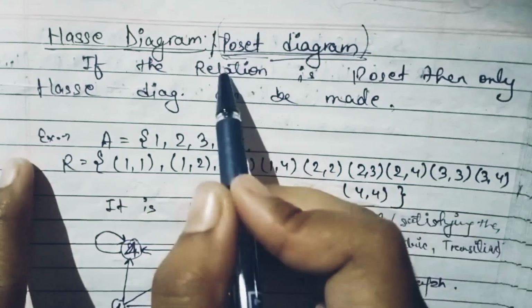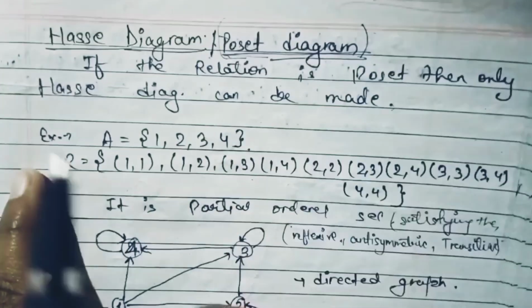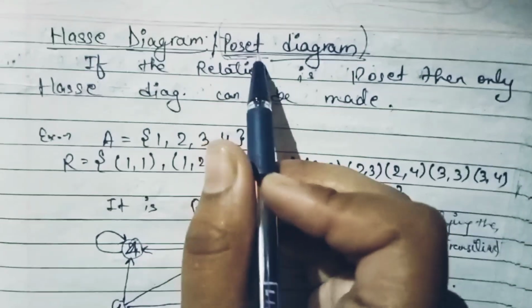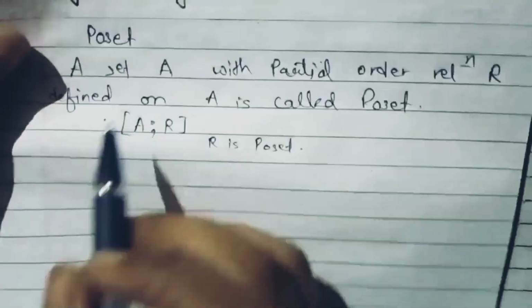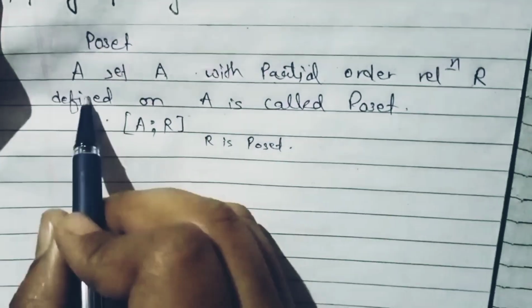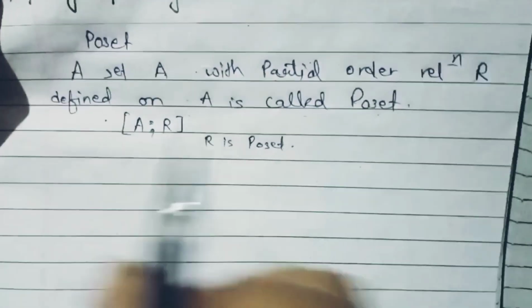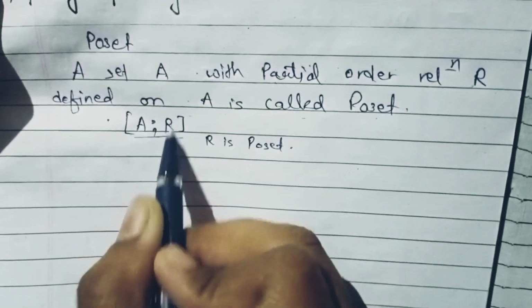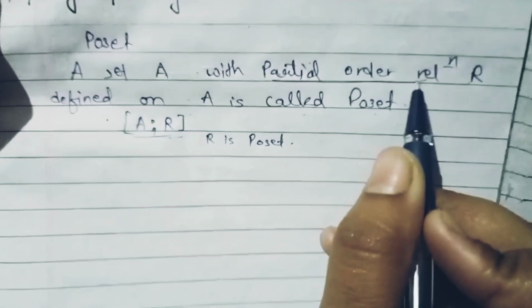Hasse diagram. It is also called a poset diagram. What is a poset? A set A with a partial order relation R defined on A is called a poset. It is denoted by (A; R). What is a partial order relation?